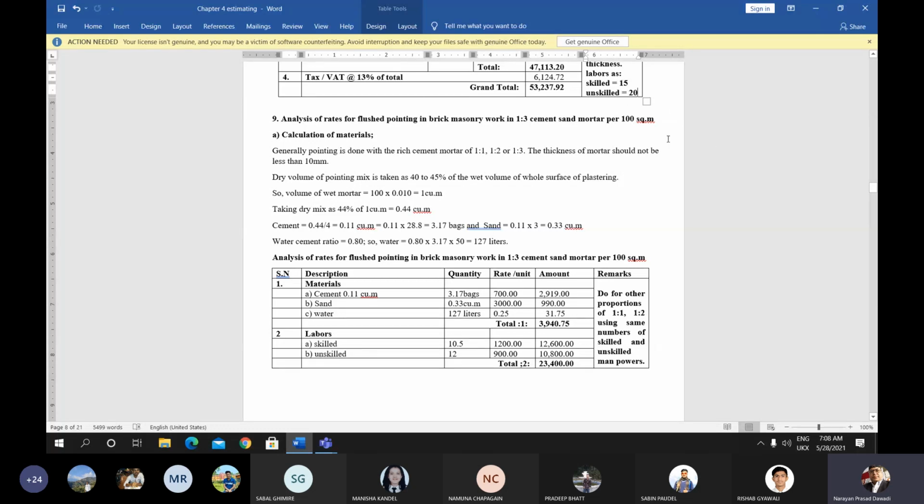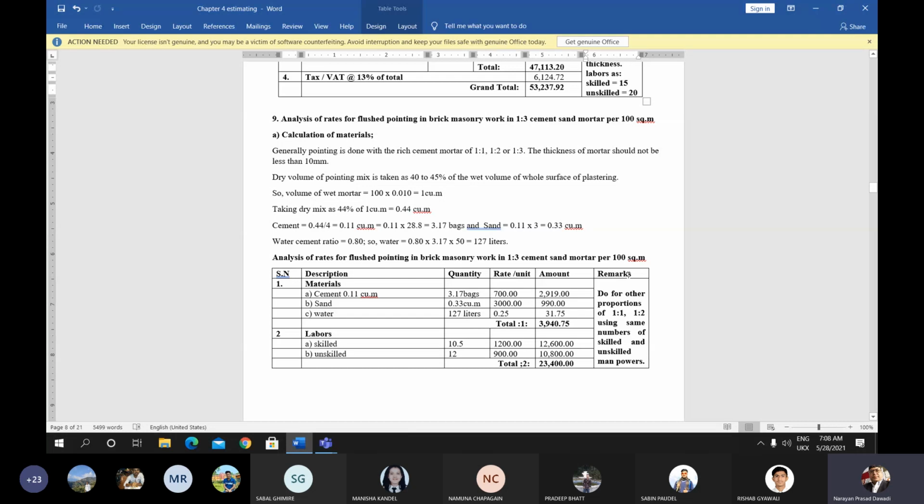You cannot take the cement mortar ratio of more than 1 is to 3. This is the rich mortar: 1 is to 1, 1 is to 2, and 1 is to 3. This is the mortar which is very strong, the rich mortar. So the rich cement mortar is used for the pointing purpose. Don't use 1 is to 4, 1 is to 5, and 1 is to 6 mortar proportions for the pointing purpose, as in the plaster surface.